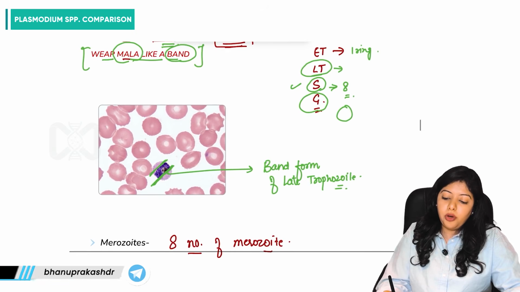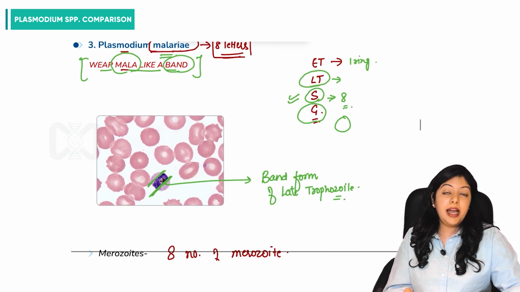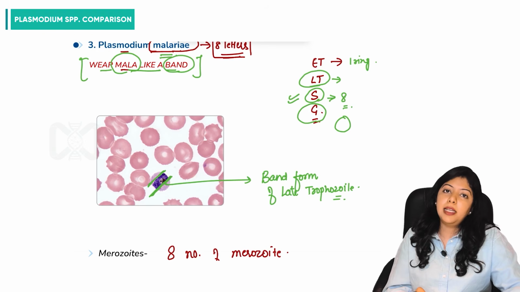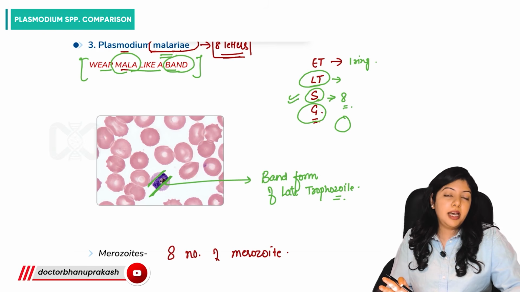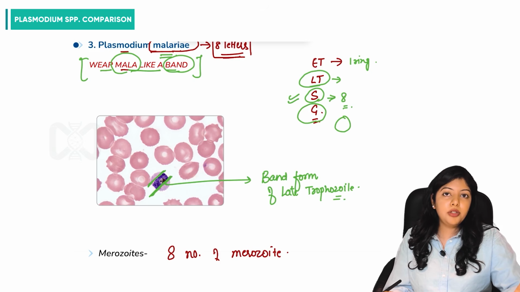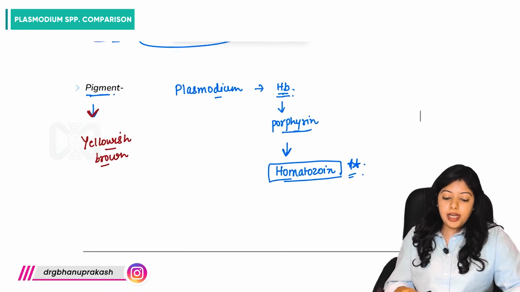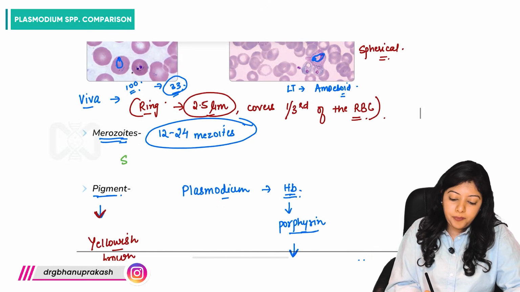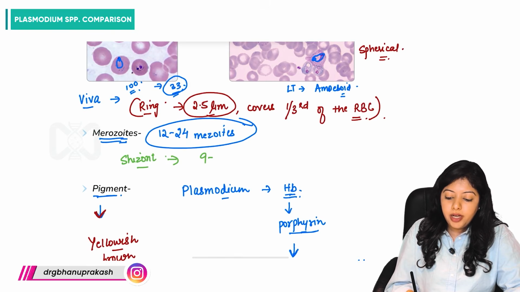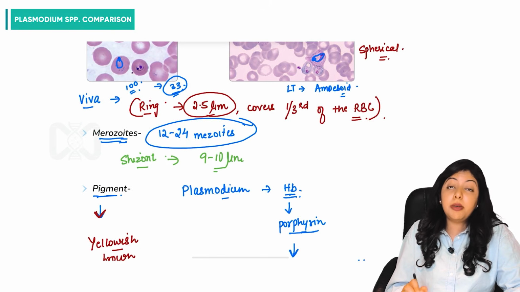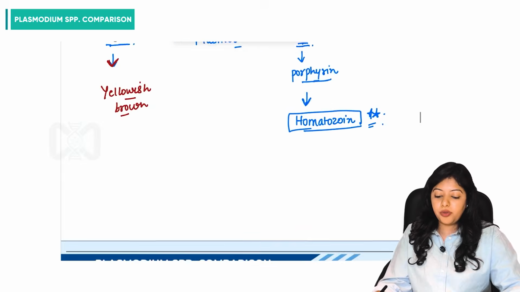Now, the schizont of Plasmodium malariae and Plasmodium ovale is going to be the same. That is, it has 8 merozoites. And since we spoke about the Plasmodium vivax schizont, it is bigger and has more merozoites, so the schizont size is also going to be more, right? The schizont size for Plasmodium vivax is going to be around 9 to 10 micrometer. It is going to be bigger. Naturally, it has more merozoites.